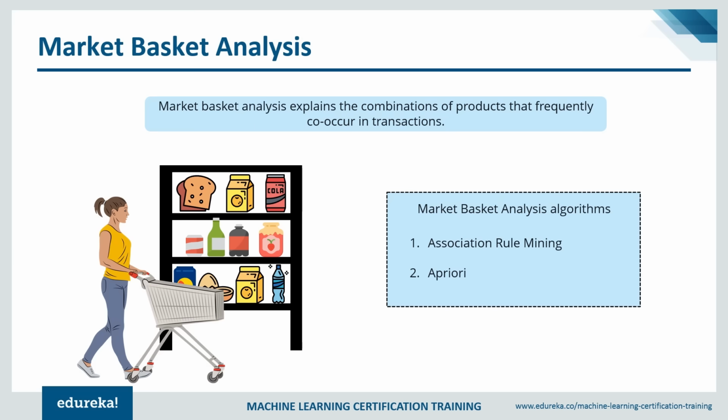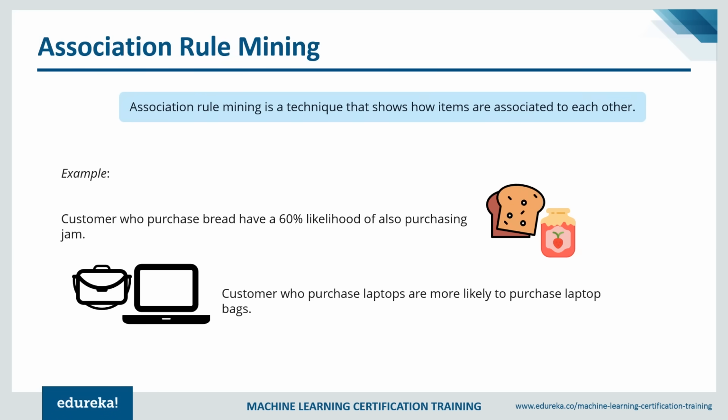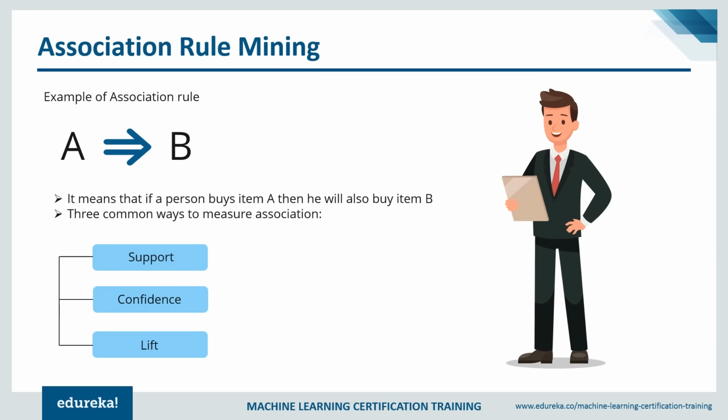Now, to find the association between the two items and make predictions about what the customers will buy, there are two algorithms, which are the association rule mining and the Apriori algorithms. So let's discuss each of these algorithms with an example. First of all, the association rule mining is a technique that shows how items are associated to each other. For example, customers who purchase bread have a 60% likelihood of also purchasing jam, and customers who purchase a laptop are more likely to purchase laptop bags.